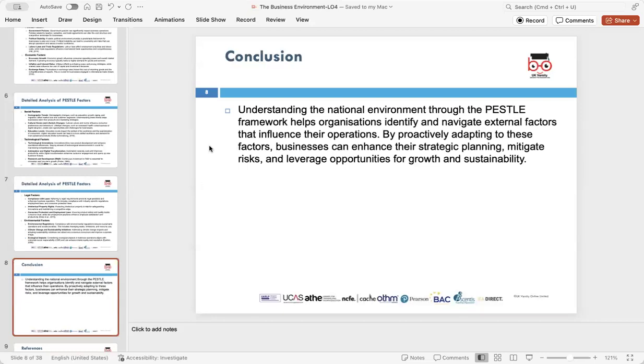Conclusion. Understanding the external environment through the PESTEL framework helps organizations identify and navigate external factors that influence their operations by proactively adapting to political, economic, social, technological, legal, and environmental factors. Businesses can enhance their strategic planning, mitigate risk, and leverage opportunities for growth and sustainability. This comprehensive approach ensures that organizations remain resilient and competitive in a dynamic and ever-changing business landscape.